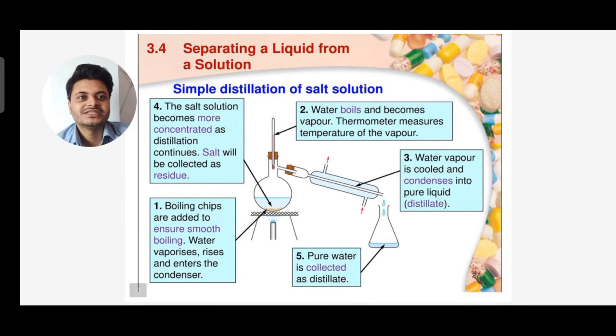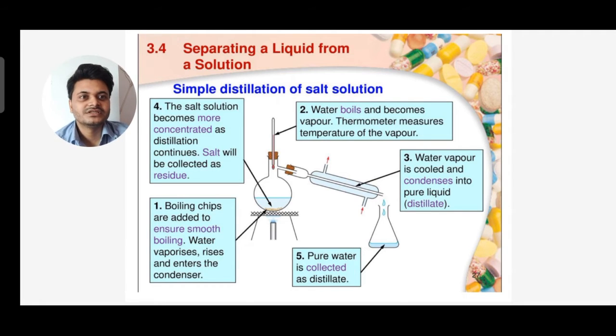Simple distillation of salt solution is shown here. First, the boiling chips are added to ensure smooth boiling. Then the water vaporizes, rises and enters the condenser.